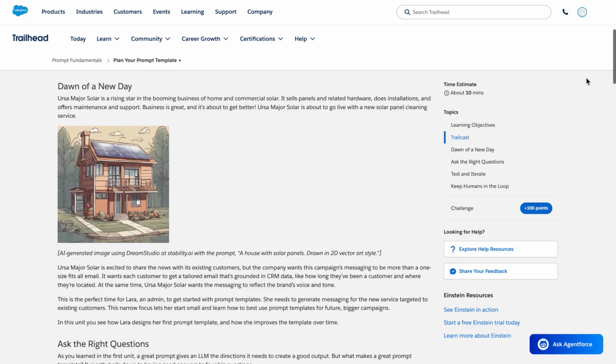This is the perfect time for Laura, an admin, to get started with prompt templates. She needs to generate messaging for the new service targeted to existing customers. This narrow focus lets her start small and learn how to best use prompt templates for future, bigger campaigns. In this unit, you see how Laura designs her first prompt template and how she improves the template over time.